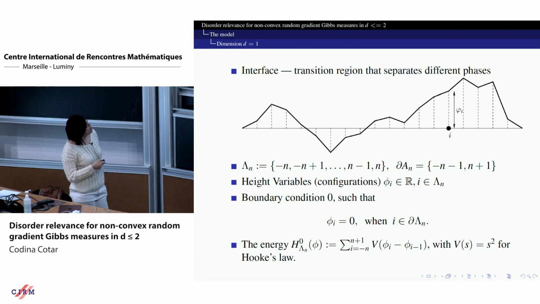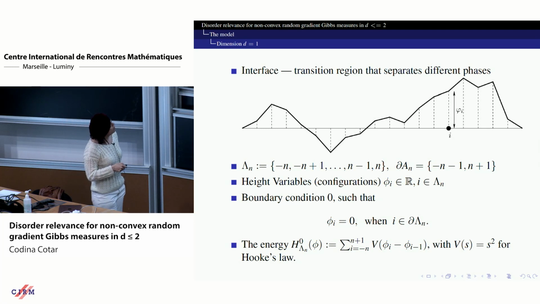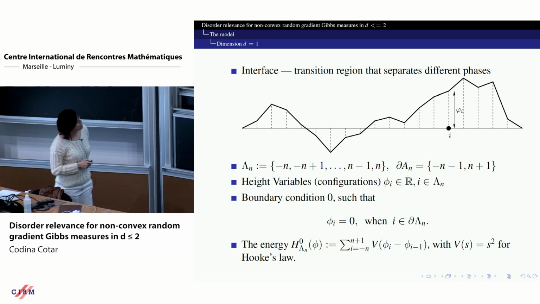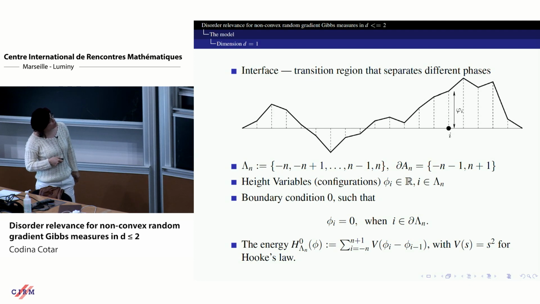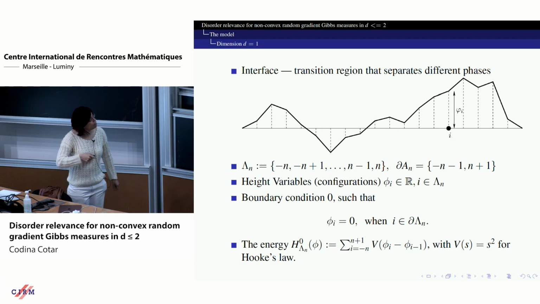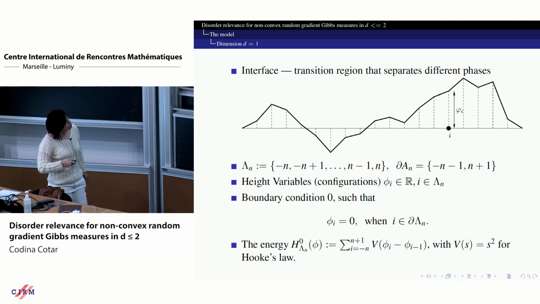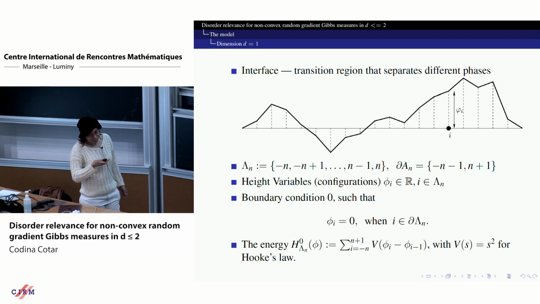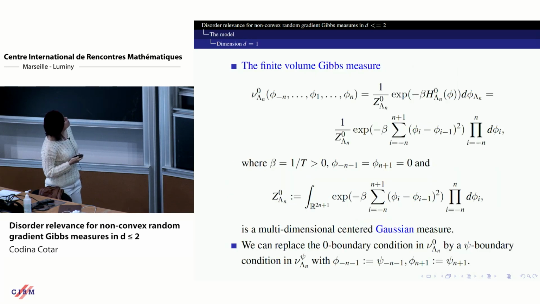The energy in this simple case is just the sum of V(phi_i minus phi_{i-1}), where i goes through all the points of my volume Lambda_n. For simplicity here, I'm just going to take V to be quadratic. We see from here that our Hamiltonian is just a function of the differences of this height variable, so it's of gradient nature, hence the name.